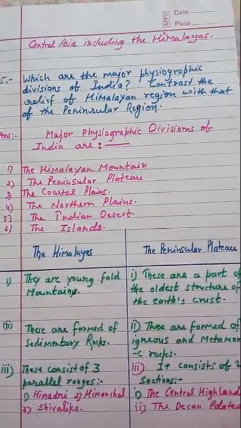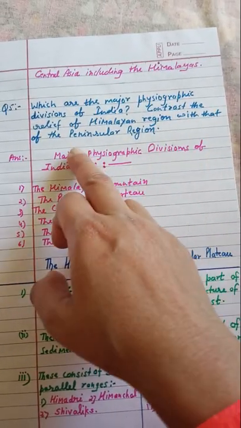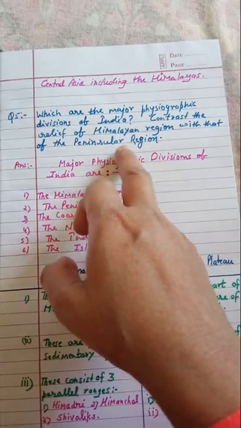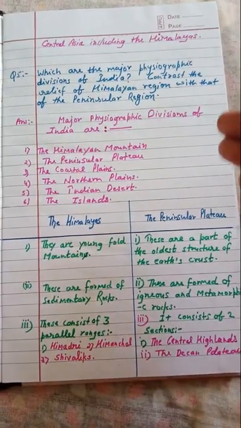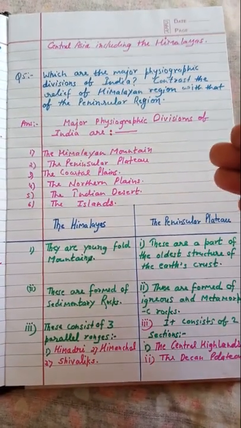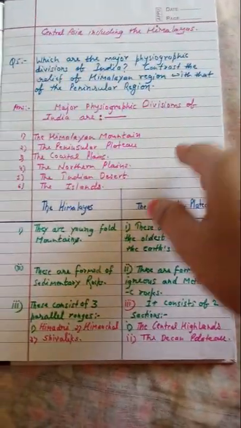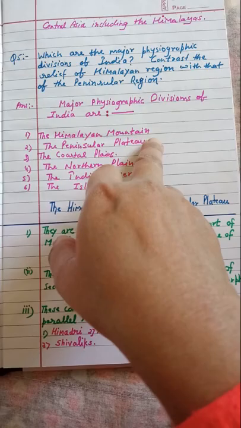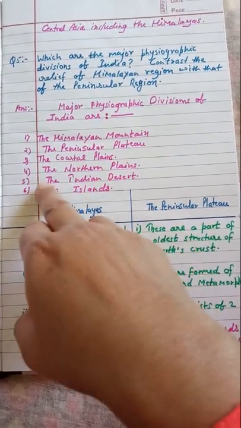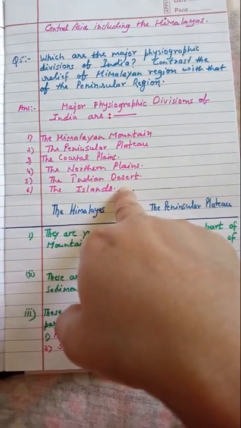or a paragraph also. Now the next question of the chapter: which are the major physiographic divisions of India? Contrast the relief of the Himalayan region with that of the peninsular region. Everything is given in your book, but for your help, I have drawn this answer. The rest of the questions are very easy, which you can get from the book, and I will give them to you as homework on Monday. The major physiographic divisions of India, as you can see, are the Himalayan mountains, the peninsular plateau, the coastal plain, the northern plain, the Indian desert, and islands.